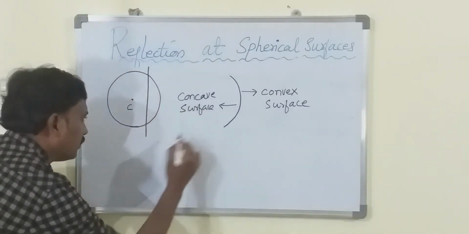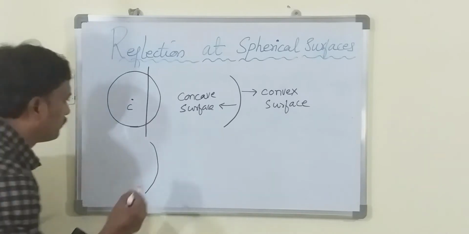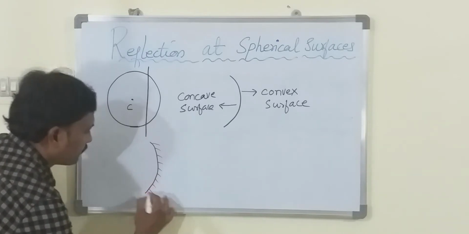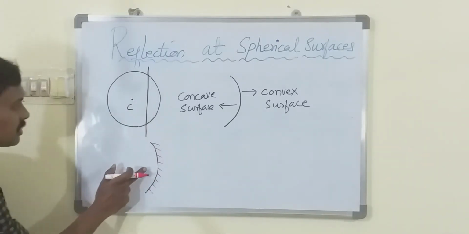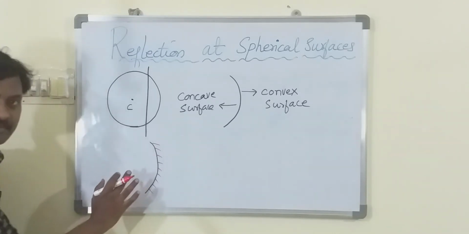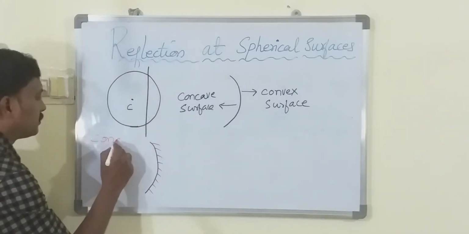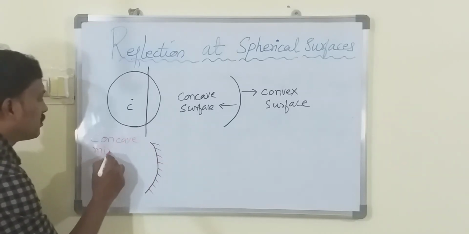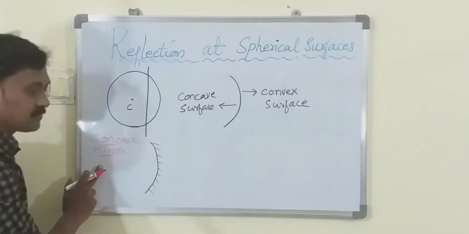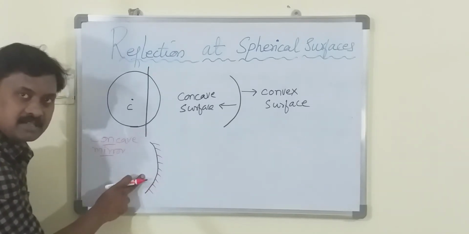Now, if you take such surface and if you paint the convex part, the concave surface acts like a reflecting surface. Now this kind of mirror is called as concave mirror. Let me write here. Concave mirror. Why this is called concave mirror? Because the concave surface acts like a mirror. So in case of concave mirror, the convex surface is painted and the concave surface acts like a mirror.